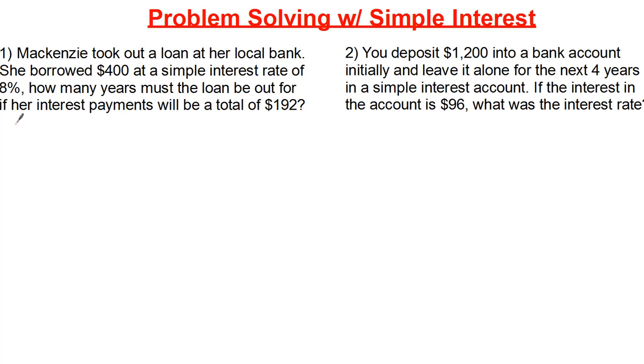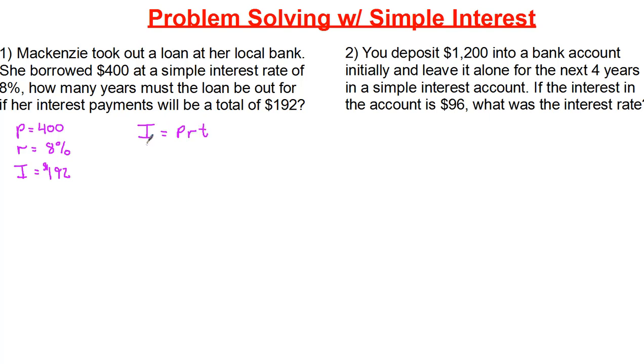So, Mackenzie took out a loan at her local bank. She borrowed 400 at a simple interest rate. All right, so the principal was $400. The interest rate is going to be 8%, right? And we know that the interest is going to be $192. Okay, so how many years must the loan be out for if her interest payments will be a total of 192?